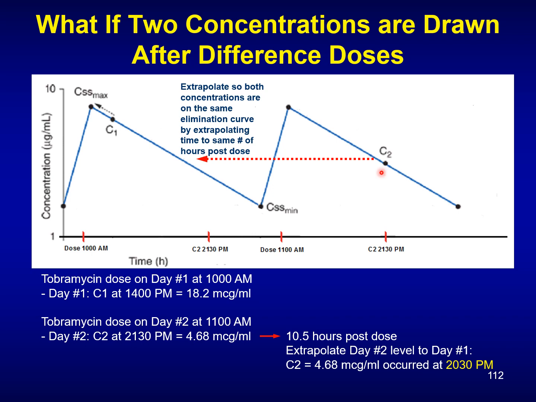We now must extrapolate C2 back to the first dose curve. So what would be 10.5 hours after the dose on the first day? If the dose is given at 10 a.m., then 10.5 hours after that dose means if the level comes to the first curve, it would occur at 20:30.